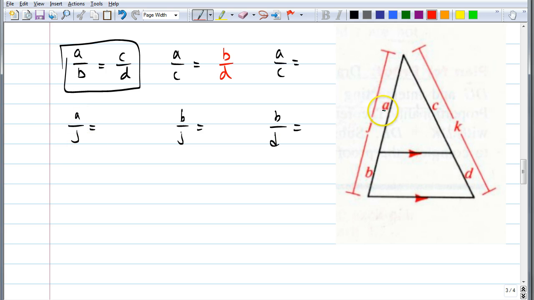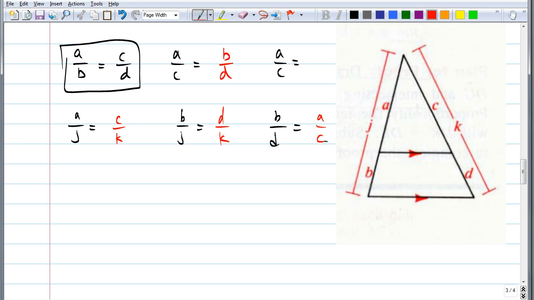Let's look at A to J. What can you tell me about A to J as to what? C to K. Would you not agree? So knowing all the property of proportion and definition of similar triangles and so forth, we could fill this out. What about B to J? B to J as to D over K. What about B to D? B to D as to A to C.